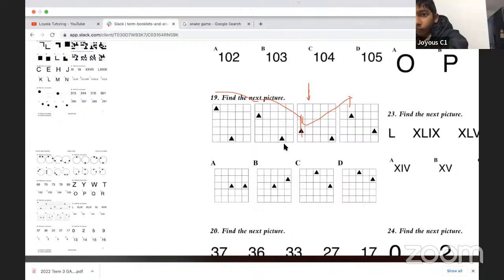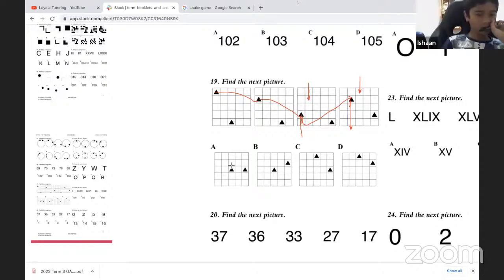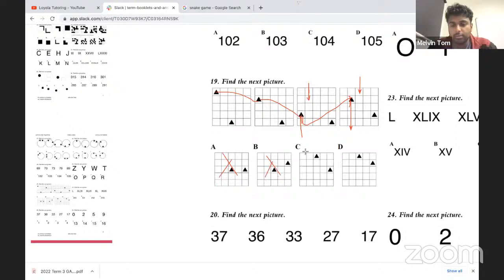Okay. So +1, +2, +3. Next one should be +4. So it goes 1, 2, 3, 4. It goes all the way down to here. So it can't be A, it can't be B, it could be C, or it could be D.